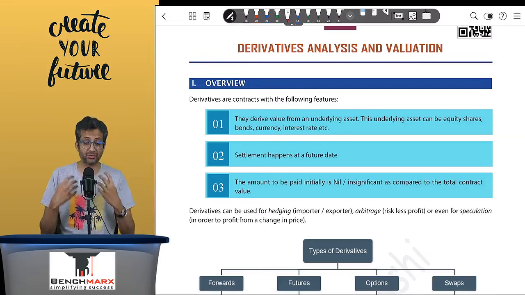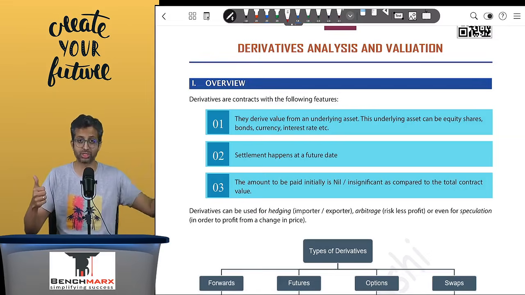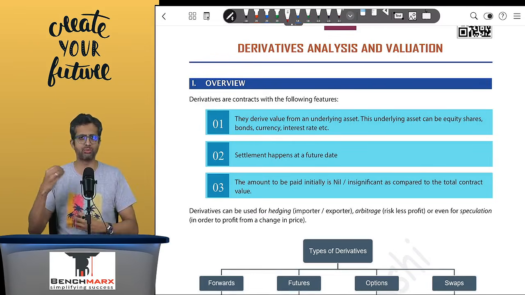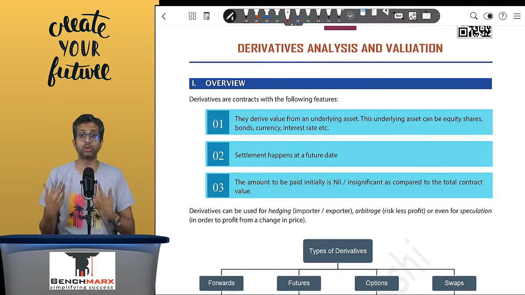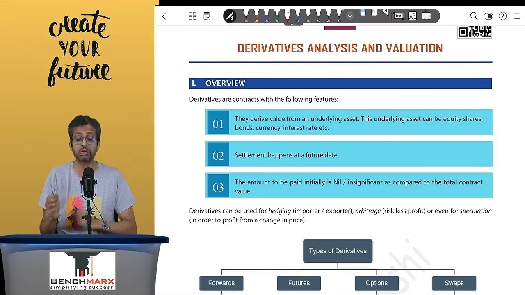A derivative has three essential features. First, it derives value from some underlying. This underlying can be currency, it can be a commodity, it can be a share, it can be a bond, it can be anything, but it derives value. It does not have its own value. Second, the settlement will happen at a future date and not instantaneously. And third, the amount that you paid initially is nil or insignificant.